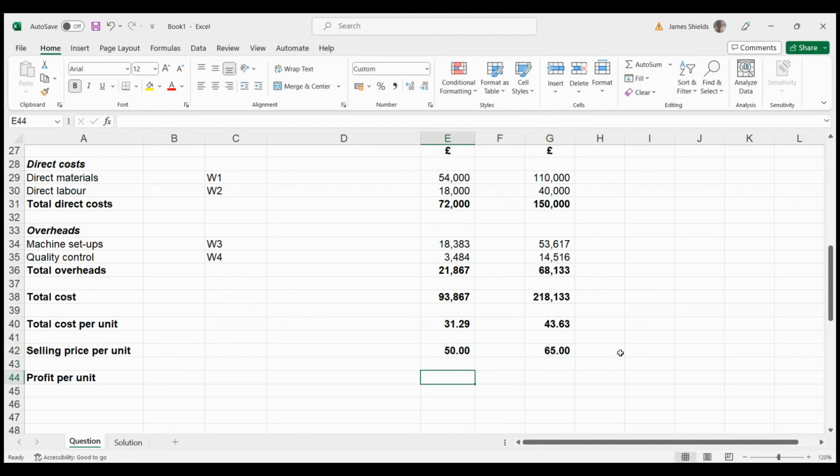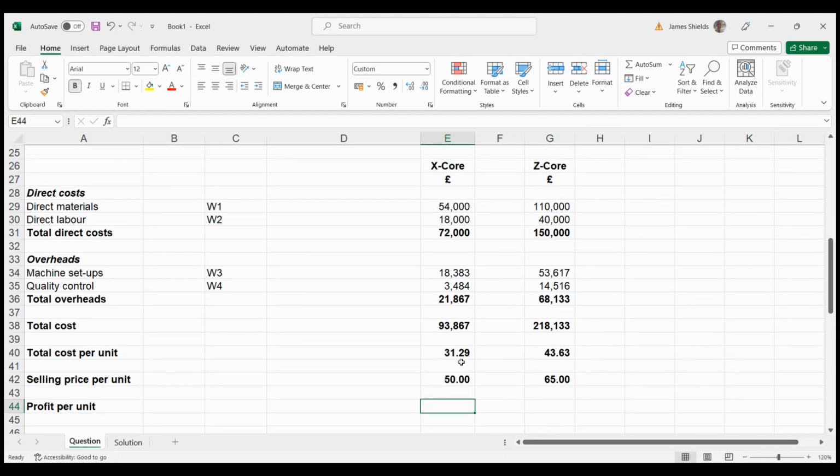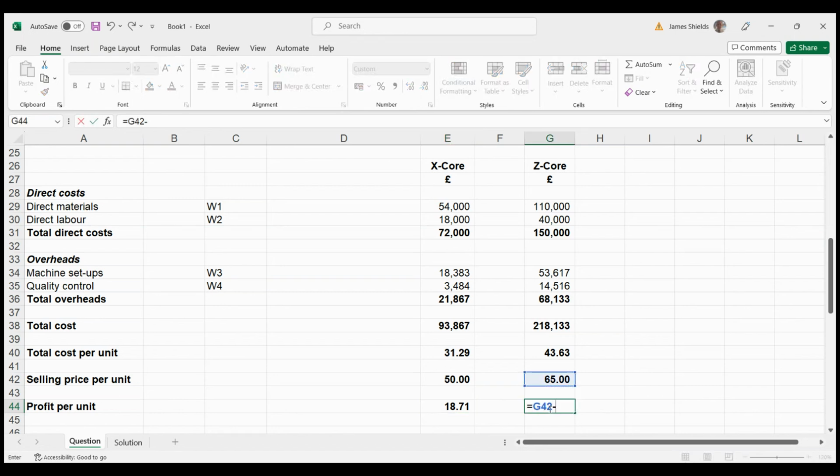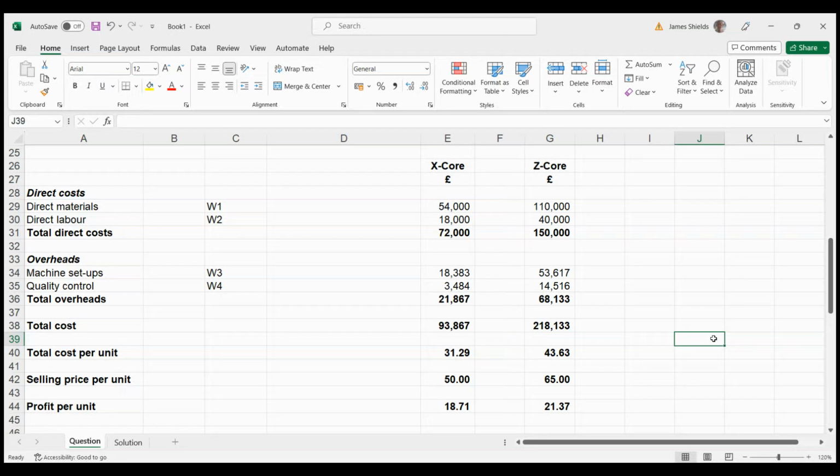So to get the profit now, for X core, it's going to be 50 selling price, take away total cost of £31.29. So that's 50, take away £31.29, and the total profit per unit is £18.71. And for Z core, it's going to be the £65, take away the £43.63, gives us a profit of £21.37. So in this particular case, both products have given us a profit of £18.71 for X core and £21.37 for Z core. So that's the video on a typical activity-based costing type of exam question.